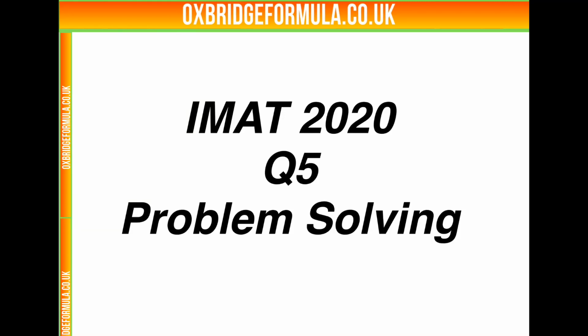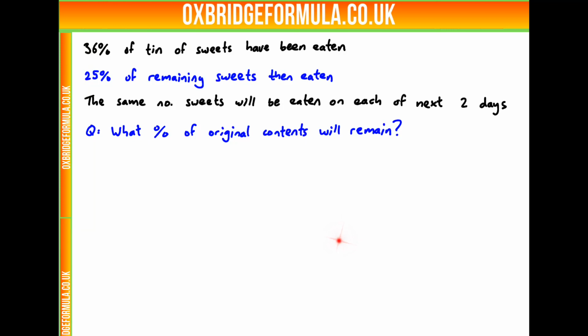This is question 5 on problem solving from the 2020 IMAT. So we're told that we have a tin of sweets, and at the start 36% of the contents has been eaten, and then today 25% of the remaining sweets are eaten, and for the next 2 days the same number of sweets as this will be eaten on each of these days. Therefore, after all of this, what percentage of the original contents of the tin will remain?